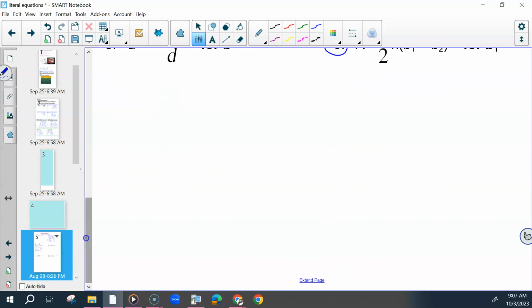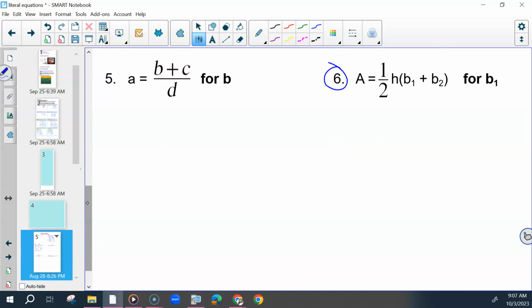Number 6, what are we solving for? B1. Or b sub 1, your choice. So again, we have this 1/2 on the outside. We can either get rid of it or distribute it. I'm going to get rid of it for this case, so this makes life easier. So I'm going to take it and flip it and multiply on both sides, so that the 1/2 and the 2/1 cancel. And we can simplify. This would just be 2a equals h times your parentheses b1 plus b2.